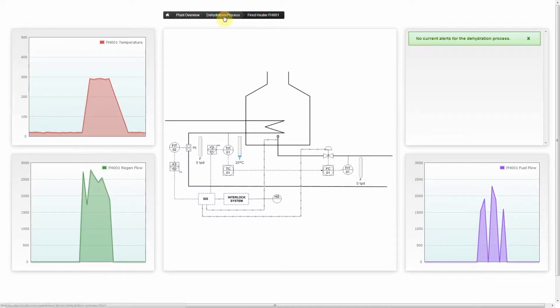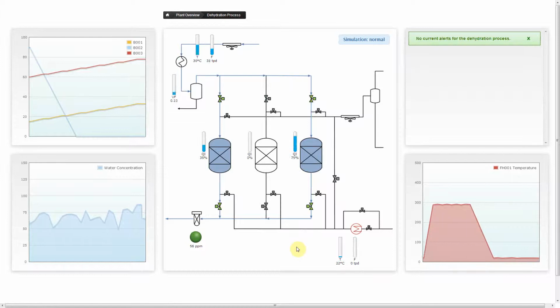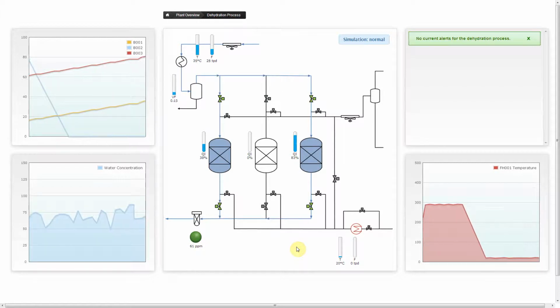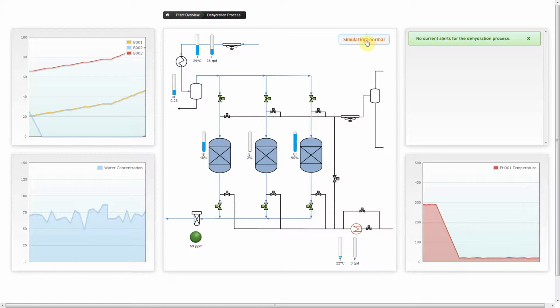So what we're going to do now, if we go back into our dehydration process, is create a fault somewhere in our process. Now we'll find out what exactly occurred at the end, but first we'll create the fault and see how our system reacts to it. As you can see at the moment, there are no current alerts for our dehydration process. So clicking this button, our fault has now occurred.